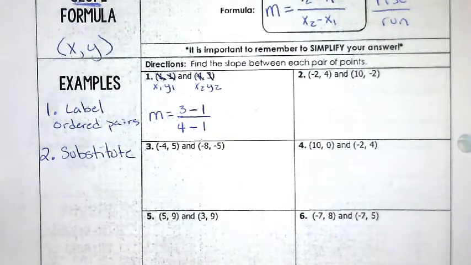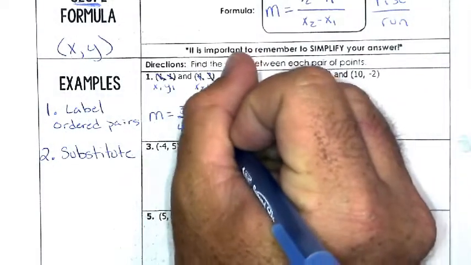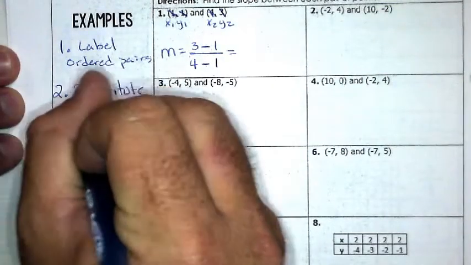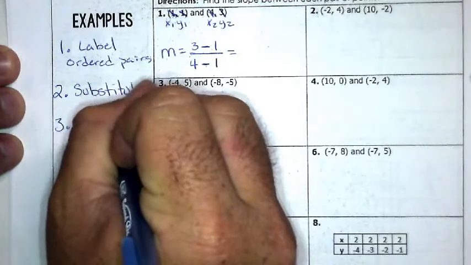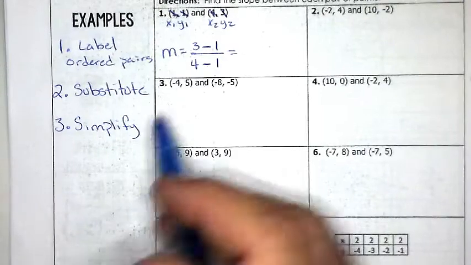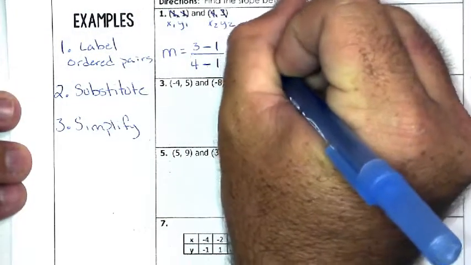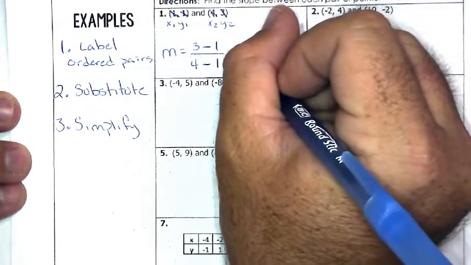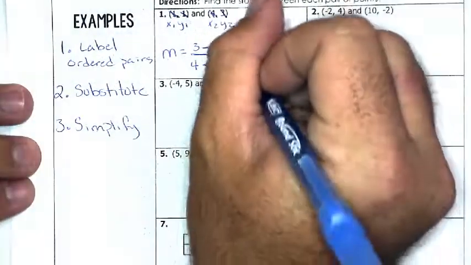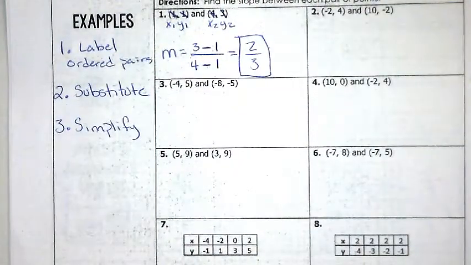Step 3, which is technically the final step, is simplify. What is 3 minus 1? What is 4 minus 1? Can that be reduced? So guess what? That's your answer. That is the answer. It's easy, right? Probably wasn't easy last year, but I feel like hopefully I'm explaining it a little bit better.